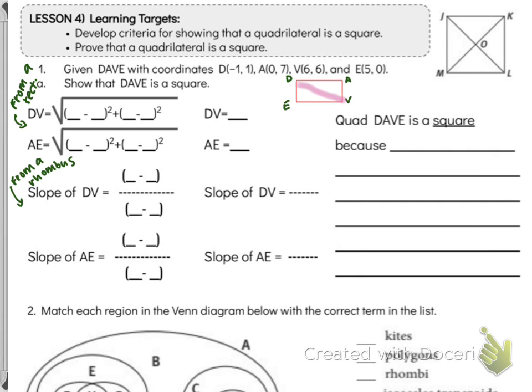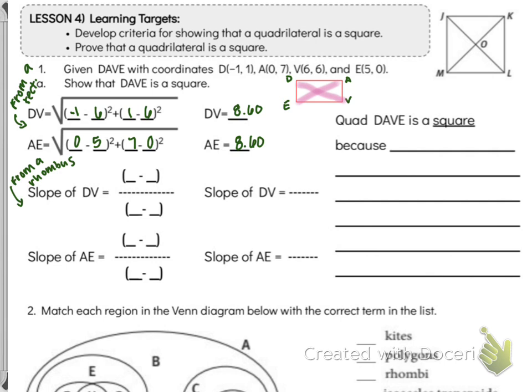All right, for the length of DV, D is negative 1, 1. Remember, for the distance formula, X's go here, Y's go here, so negative 1, 1. And then V is 6, 6, so 6 goes here and 6 goes there. For AE, A is 0, 7, so 0 goes there, 7 goes there. E is 5, 0, so 5 goes there, 0 goes there. When I put that in my calculator, I get 8.60 for each one. Okay, so far my diagonals are congruent, which means this one is a rectangle.